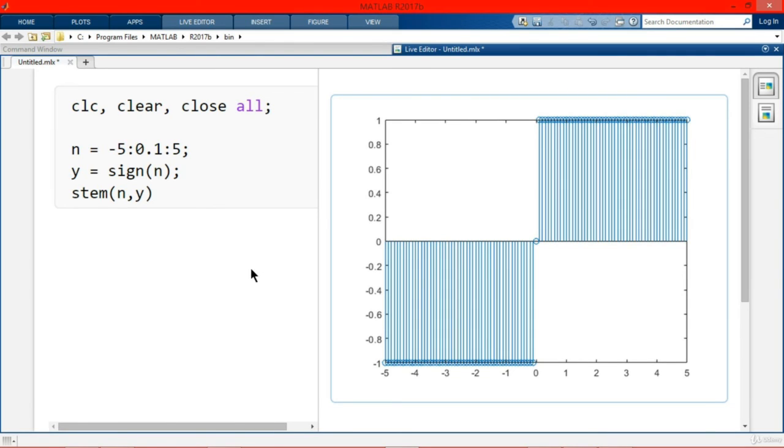So these were the basic continuous and discrete time signals that we are going to use in our courses ahead. We'll be exploring more signals as the course proceeds, but for now we'll do these basic functions only.